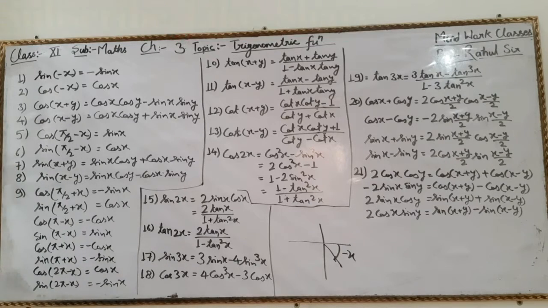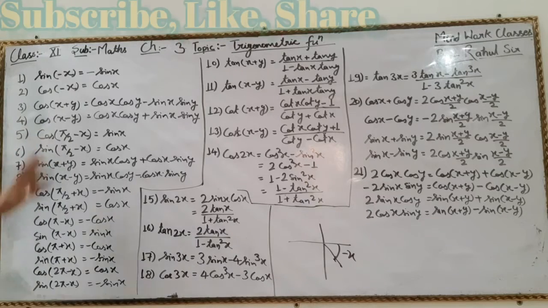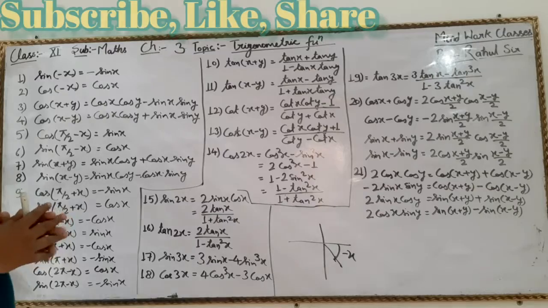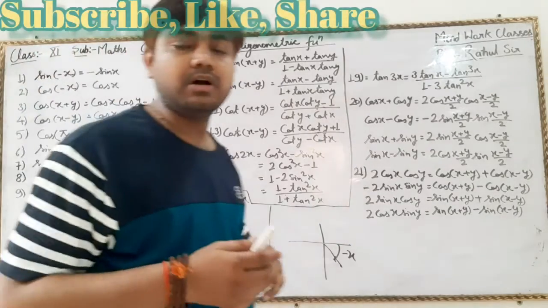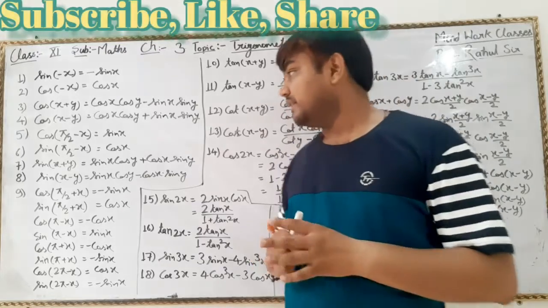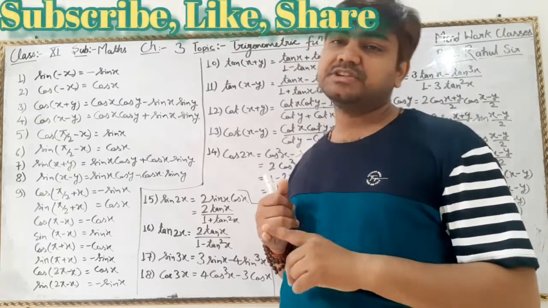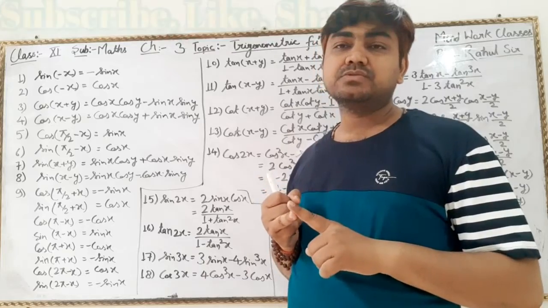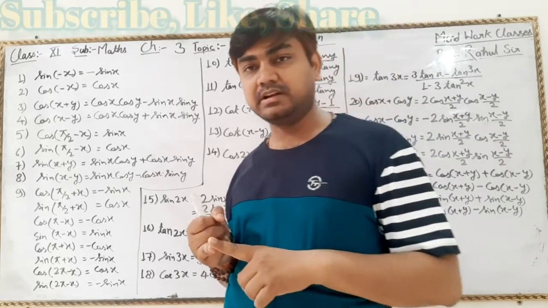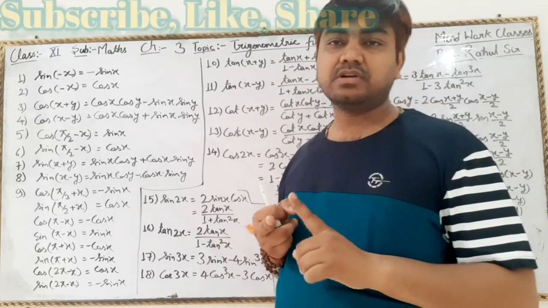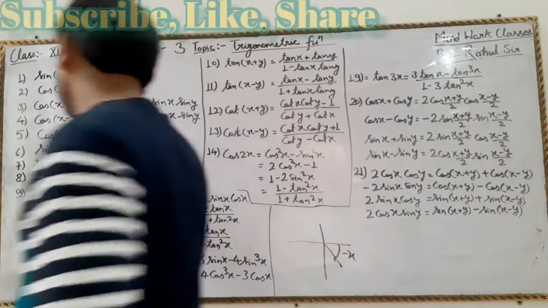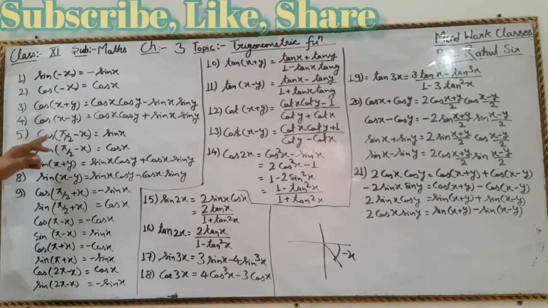Now let's come to the next formula, cos(pi/2 - x). Whenever you use pi/2, cos changes to sin and sin changes to cos. This happens for each and every function: sine, cos, tan and cot, sec and cosec also. Tan changes to cot, cot changes to tan, sec changes to cosec and cosec changes to sec. So cos(pi/2 - x) is equal to sin x, and sin(pi/2 - x) is equal to cos x.